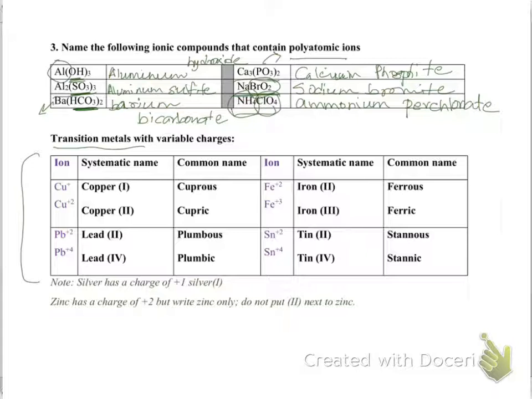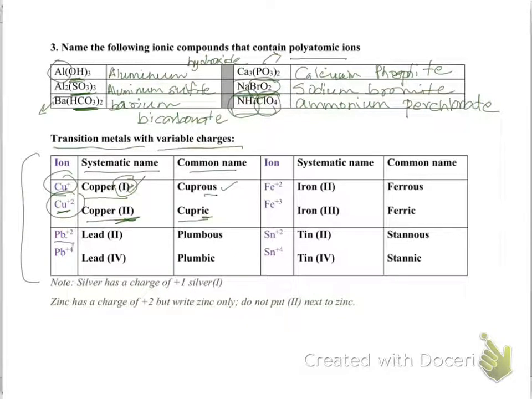But the thing is, with transition metals, they can have variable charges. They can have more than one type of charge. Some of them can even have 3 or 4 charges. For example, if we take the transition metal copper, copper can have a 1+ charge or it can also have a 2+ charge. If it is 1 plus charge, under systematic name we call it copper 1. Now this 1 has to be Roman numeral and its common name is cuprous. If copper has a 2 plus charge, then we're going to call it copper 2 and its common name will be cupric. The lower charge gets ous, the higher charge gets ic at the end.